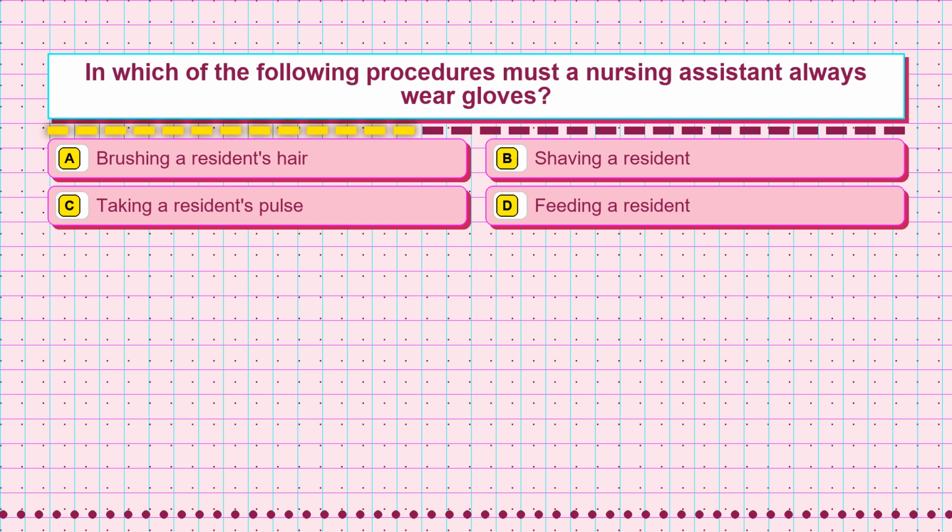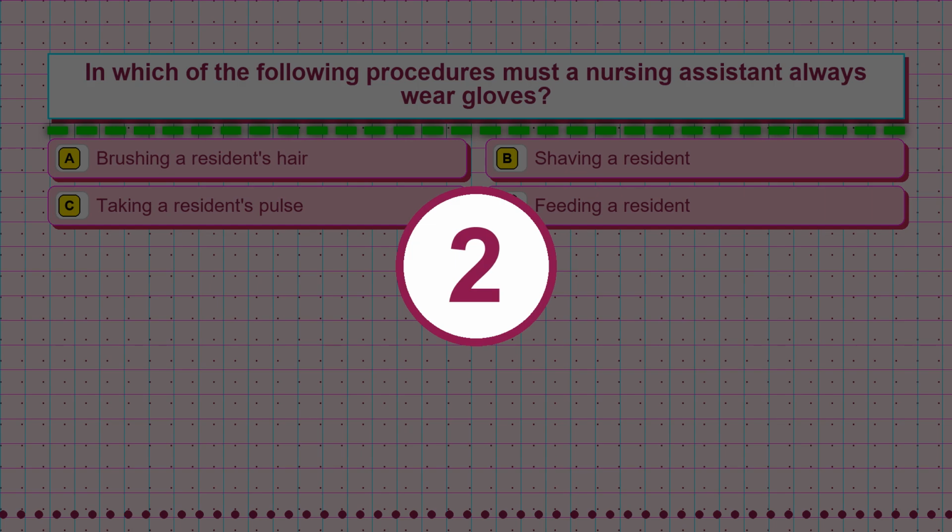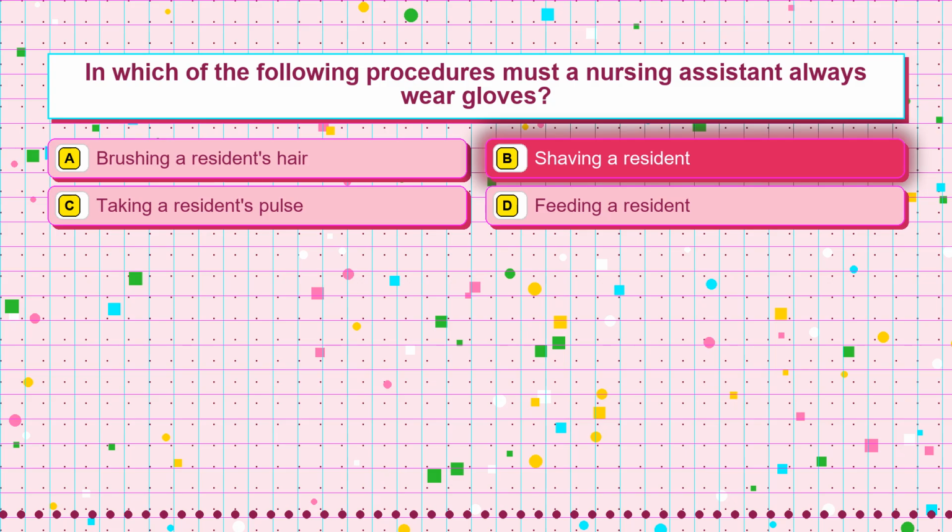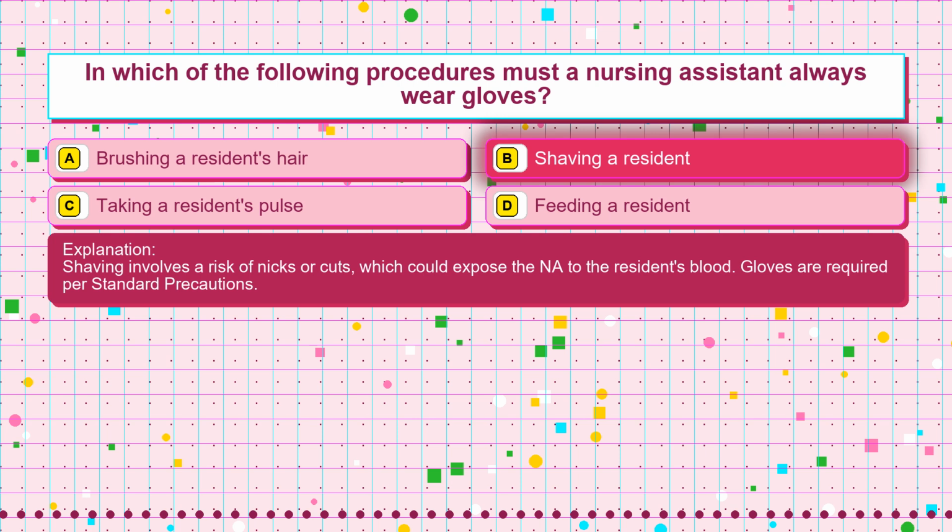Option A, brushing a resident's hair. Option B, shaving a resident. Option C, taking a resident's pulse. Option D, feeding a resident. The correct answer is option B, shaving a resident. Shaving involves a risk of nicks or cuts, which could expose the NA to the resident's blood. Gloves are required per standard precautions.